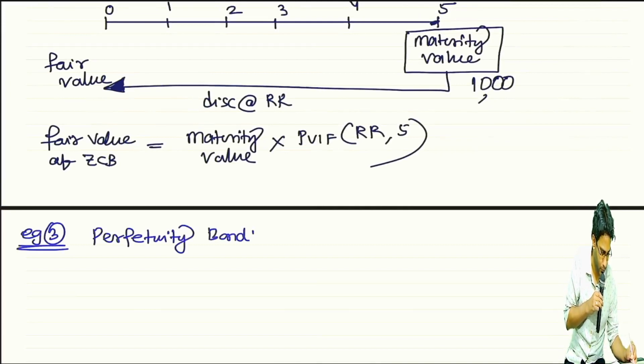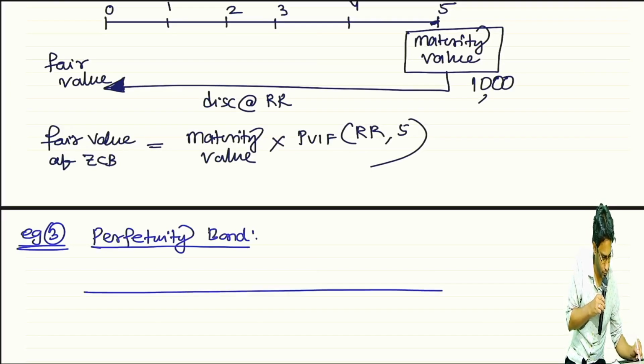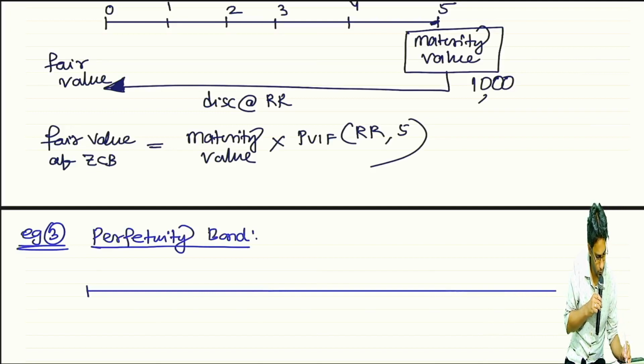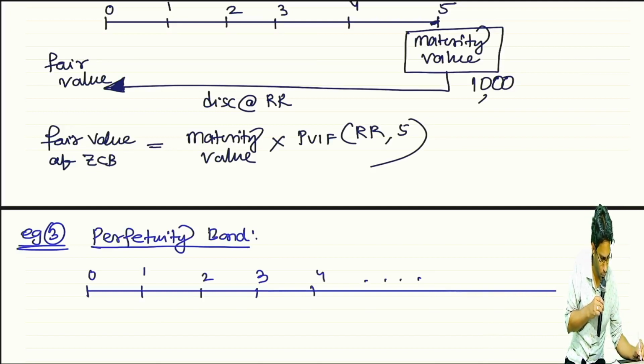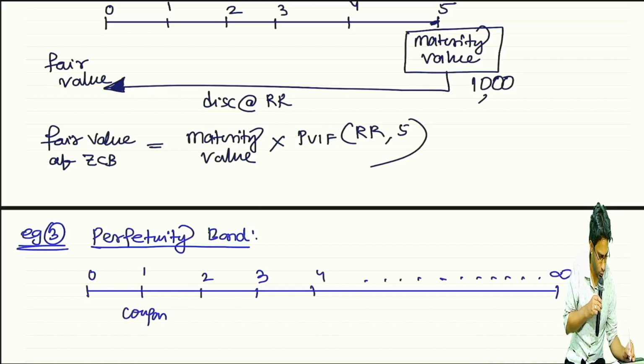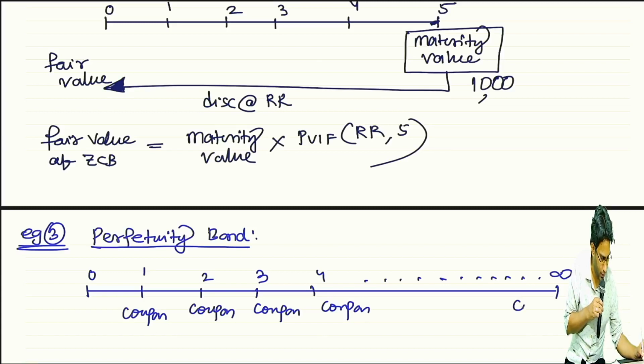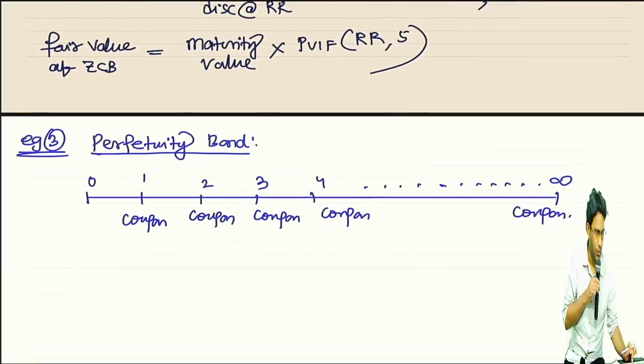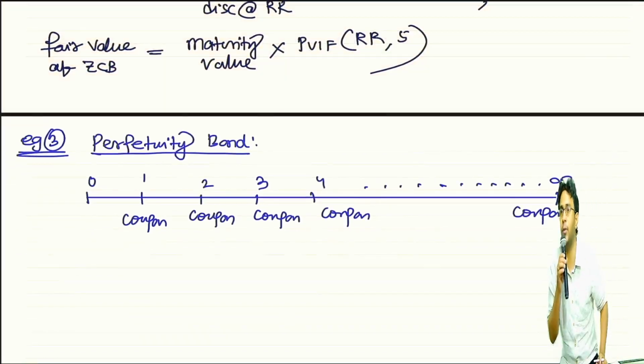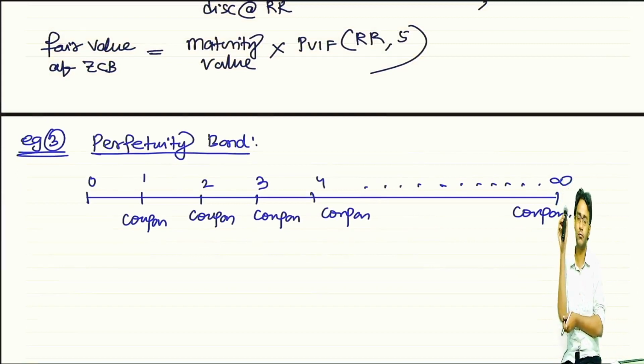Perpetuity bond or perpetual bond. You'll get a coupon here, a coupon here, a coupon here, and like that you go on getting, sir, till infinity. Sir, when will this bond be redeemed? Never. The bond will not be redeemed at all.